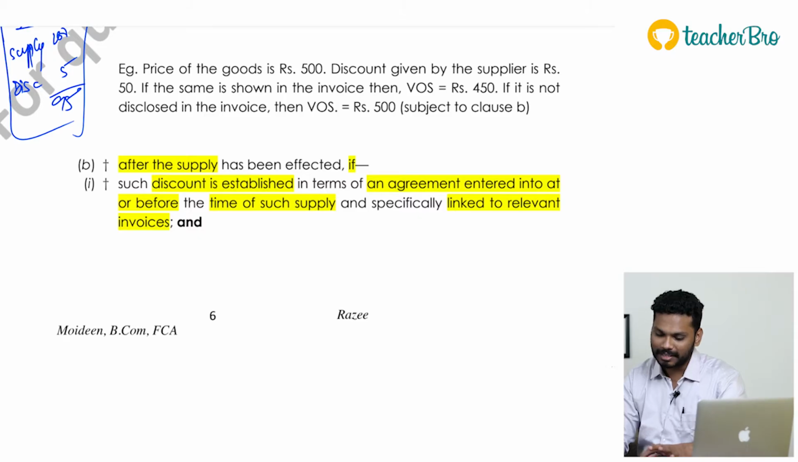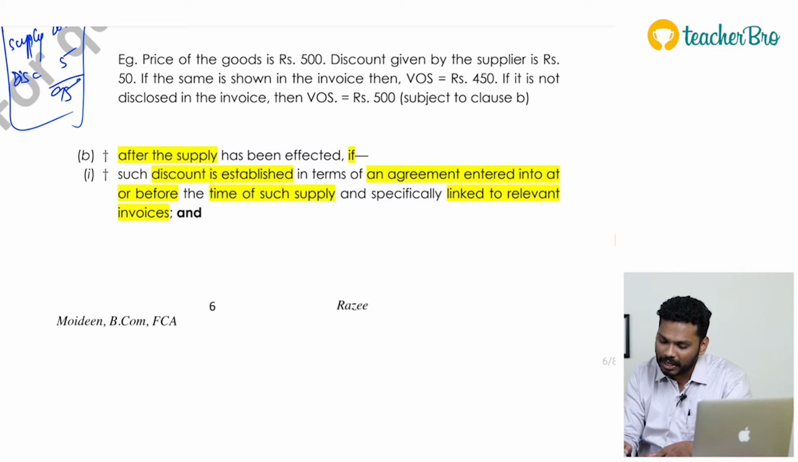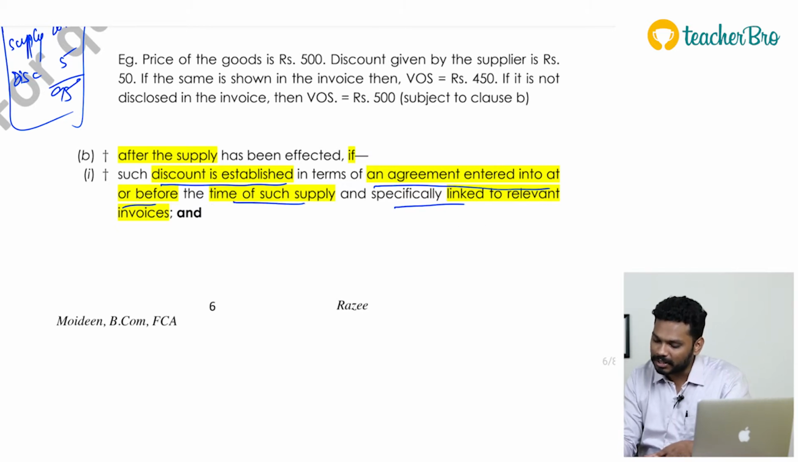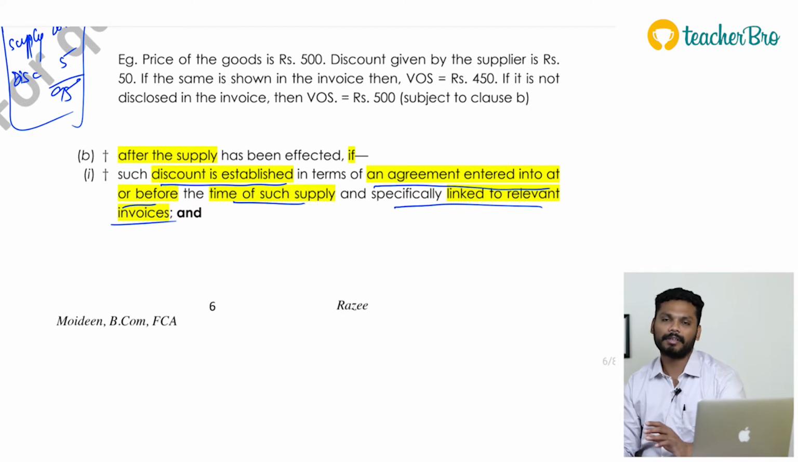So how do you address that? That is given in clause B. It says after the supply, if such discount is established in terms of an agreement entered into before or at the time of supply and specifically linked to relevant invoice. Means what?